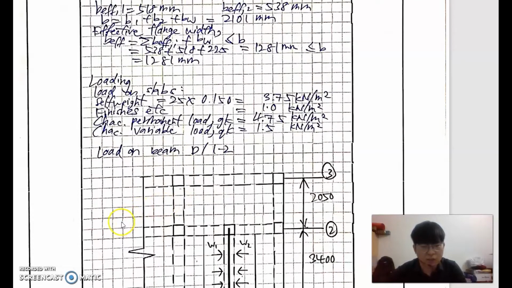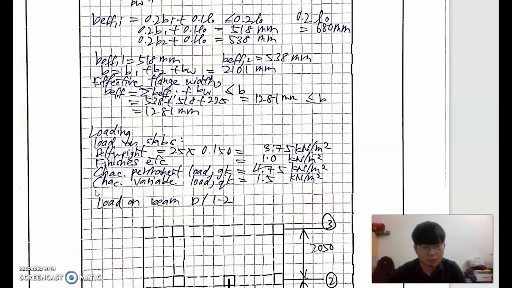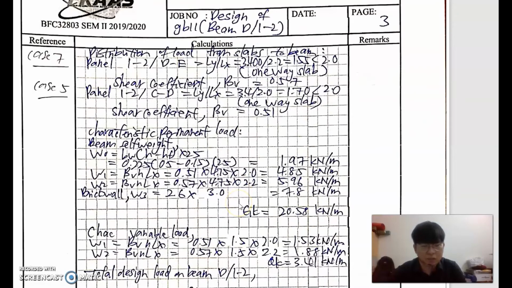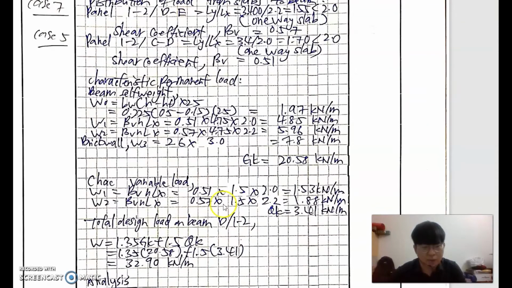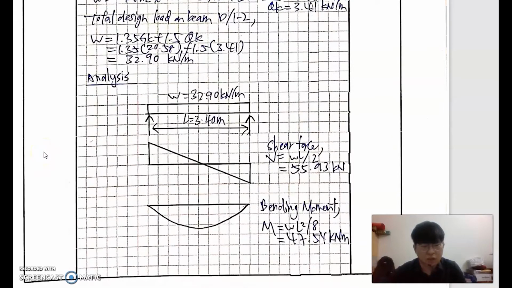So we will base on this value and find the loadings and others. After that, we will find the loadings. We will find the load on slab. We will find the Gk and Qk. The Gk will be 4.75 and the Qk will be 1.5. After we find the Gk and Qk, since this is a flanged beam, there will be two slabs. One slab on the left hand side and another slab on the right hand side. So based on the slab, we will find the characteristic of permanent load and also the characteristic of variable load. So finally, we will analyze the shear force and bending moment.